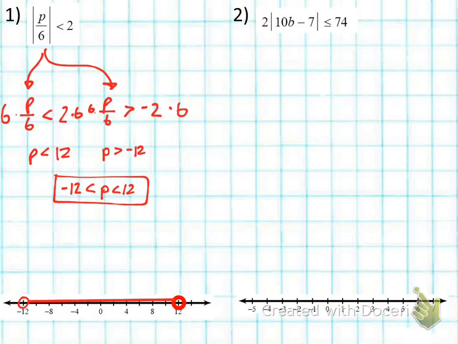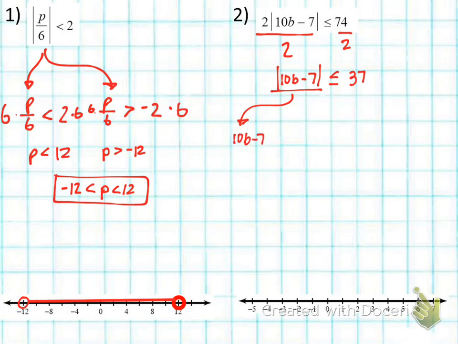Number 2. We know the absolute value sign is not isolated. We have this 2 here, so the first thing we do is divide both sides by 2, because it's 2 times the absolute value, so we do the opposite. So it's going to be the absolute value of 10b minus 7 on its own, which is less than or equal to 37. Now the absolute value sign is isolated, so we write 10b minus 7 is less than or equal to 37.